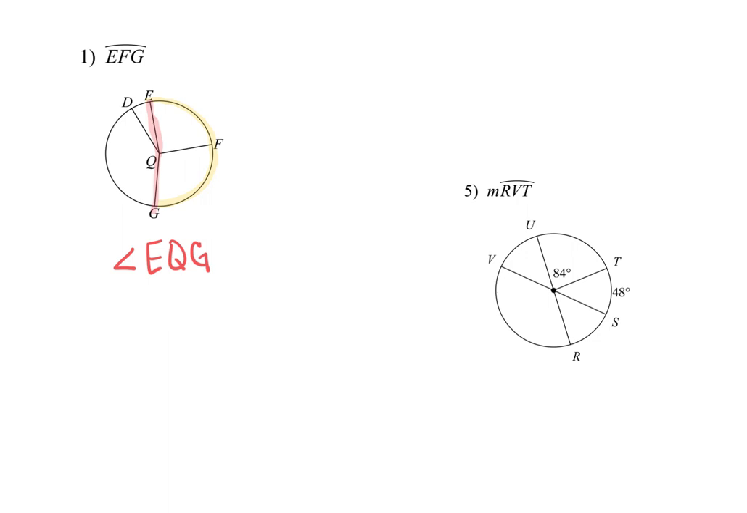So if it's asking for an angle, do your angle notation with 3 letters. If it's asking for an arc, do your arc notation. A minor arc is 2 letters, a major arc is 3. Okay?